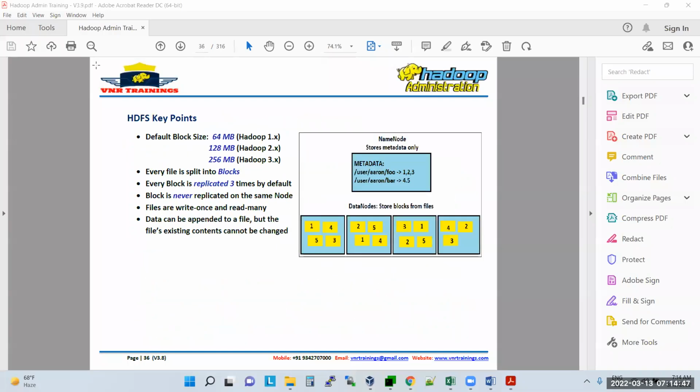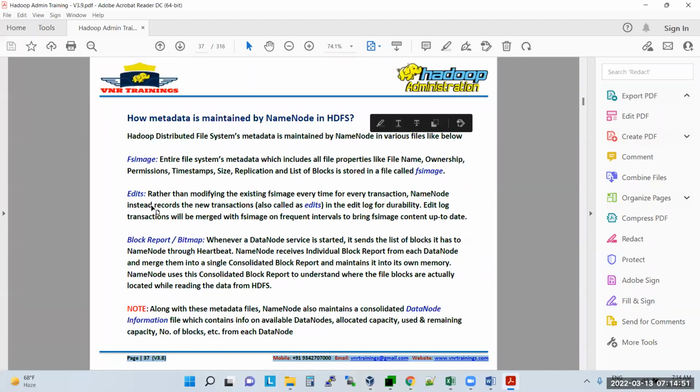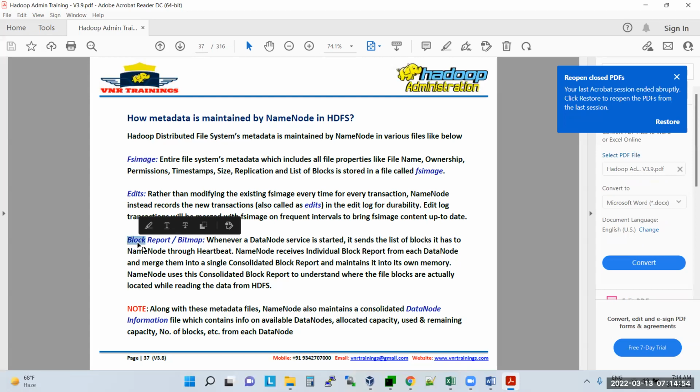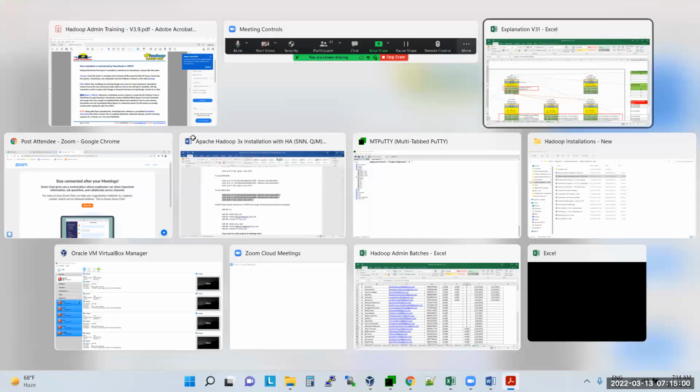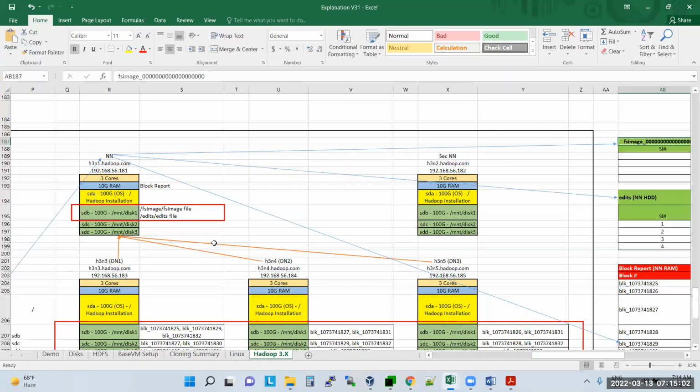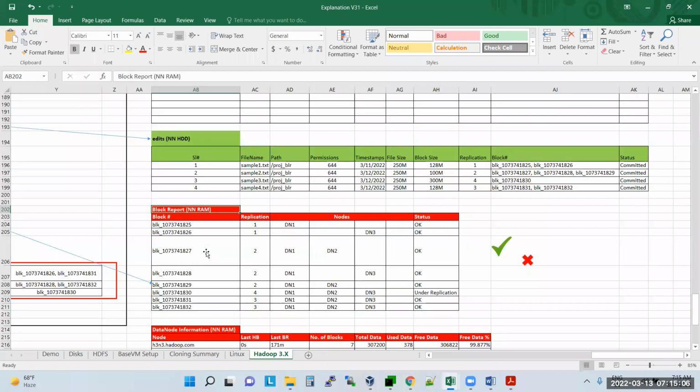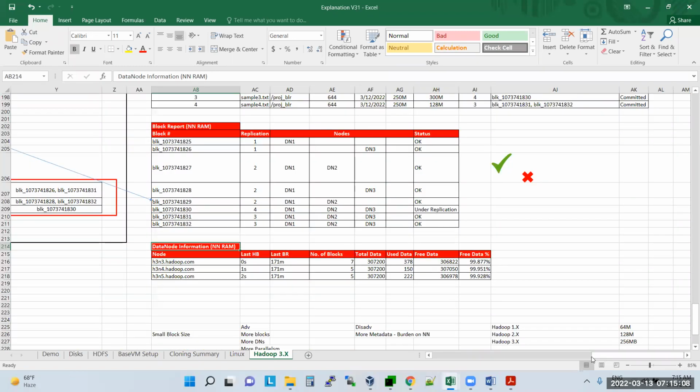When it comes to metadata files, I told you there will be 4 metadata files: FS image, edit log, block report or bitmap, and data node information. And I told you that only the first 2 will be stored in the name node hard disk. The other 2 will be stored in RAM. I'm showing each and everything.